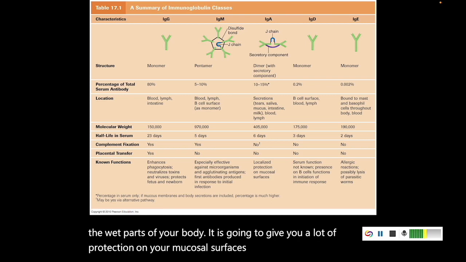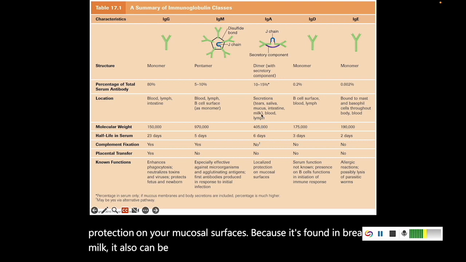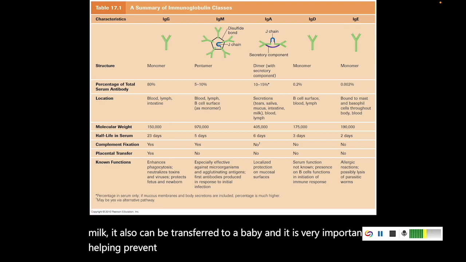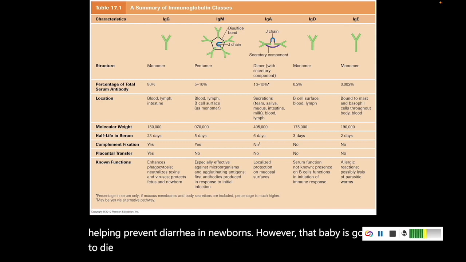Because it's found in breast milk, it also can be transferred to a baby. And it is very important in helping prevent diarrhea in newborns. However, that baby is going to digest that like any other protein. So IgA won't make it to the baby's immune system. It won't flow through their own bloodstream. But it can protect against infections along the intestinal tract.